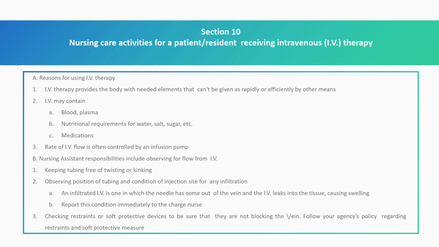Nursing assistant responsibilities include observing for flow from IV, keeping tubing free of twisting or kinking, and observing the position of tubing and the condition of the injection site for any infiltration. An infiltrated IV is one in which the needle has come out of the vein and the IV leaks into the tissue, causing swelling. Report this condition immediately to the charge nurse.